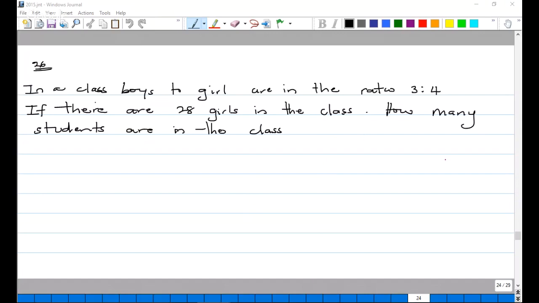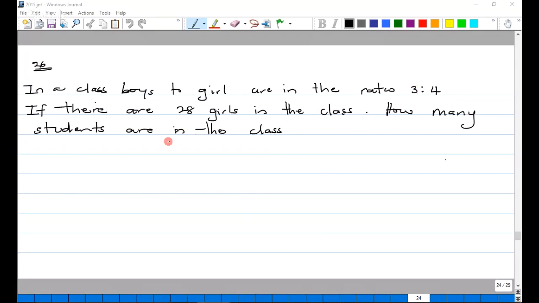So continuing from yesterday, we have question 26. It says, in a class, the ratio of boys to girls is 3 to 4. If there are 28 girls in the class, how many students are in the class? Okay, so this is a ratio question. So what do we know? We know the ratio is 3 to 4. So those would be the number of shares.